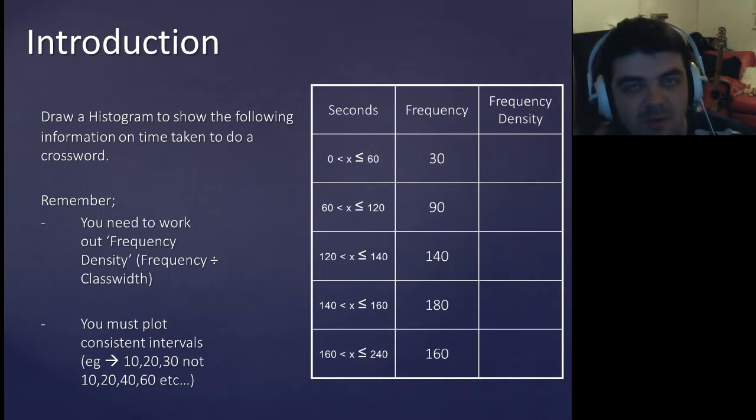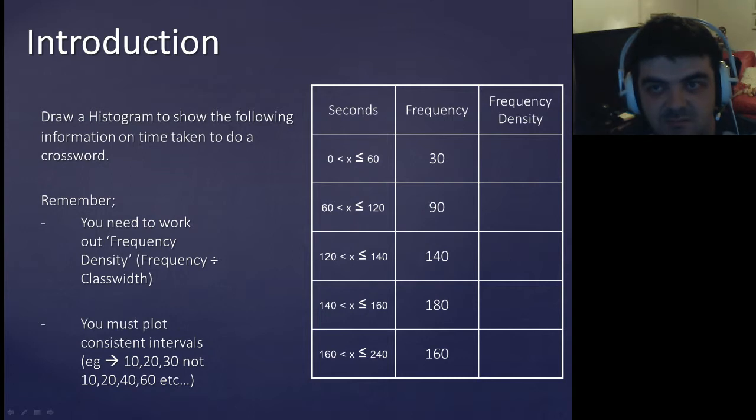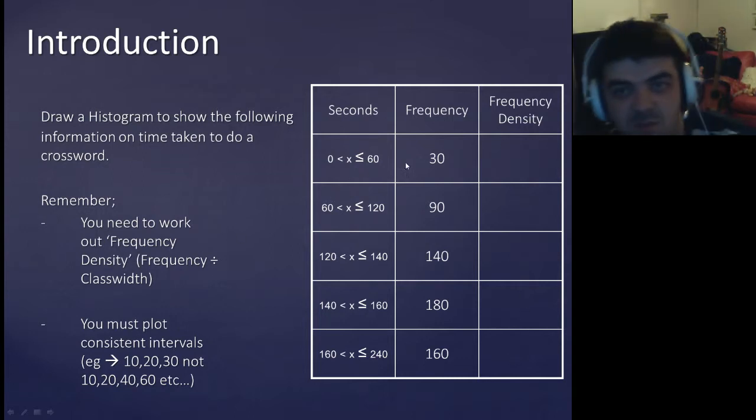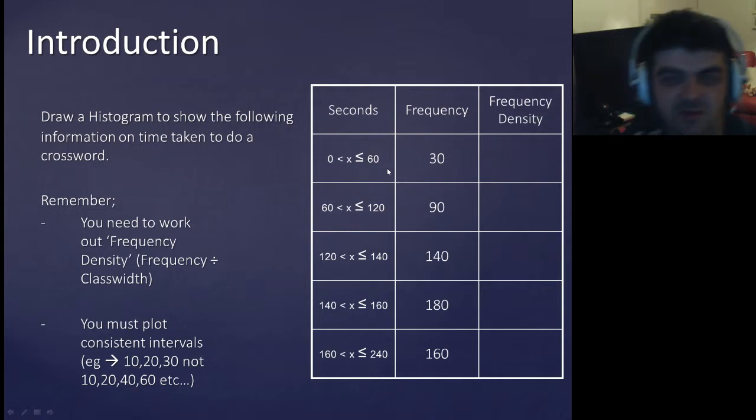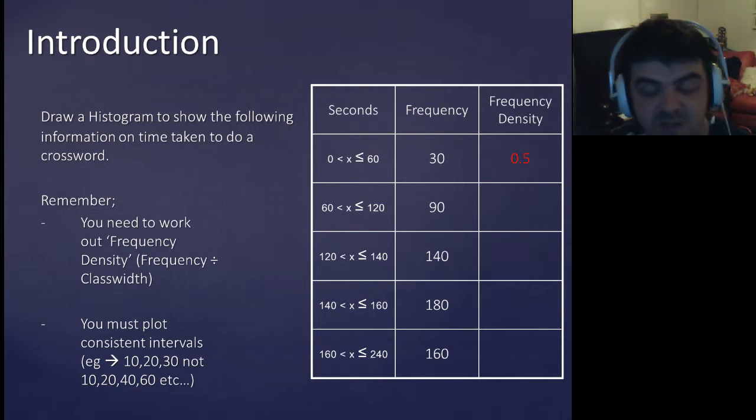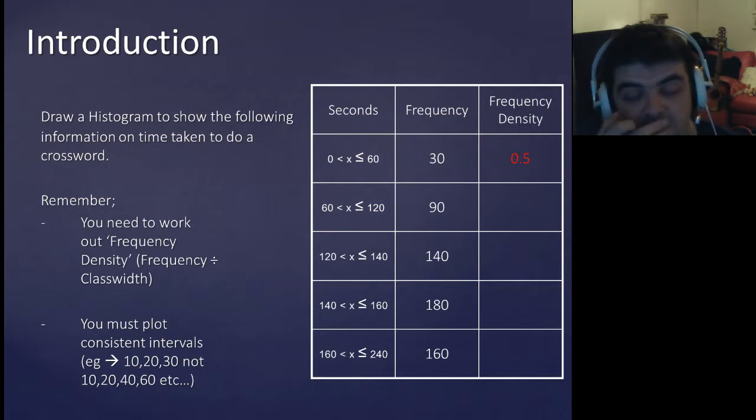So, remember, the first step is to add another column to the right, this frequency density column right here. And we need to work out the frequency density. That was the frequency divided by the class width, which is the difference between the upper and lower bounds of the interval, or the category. So 60 take away 0, so it's 30 divided by 60 minus 0, 30 over 60. If you put that in the calculator, it goes 0.5. And bear in mind that this does fall under the remit of the calculator paper.